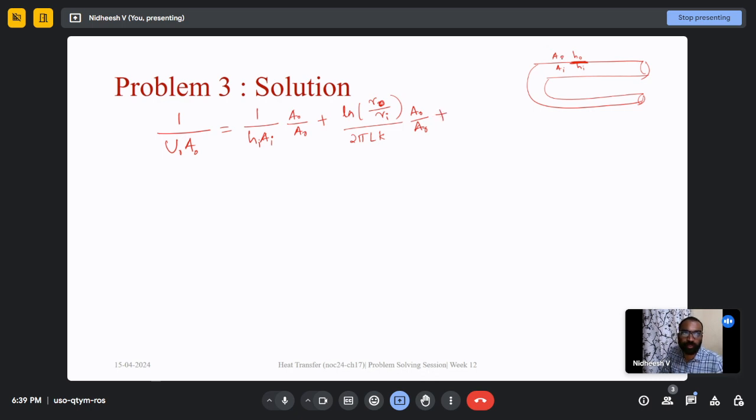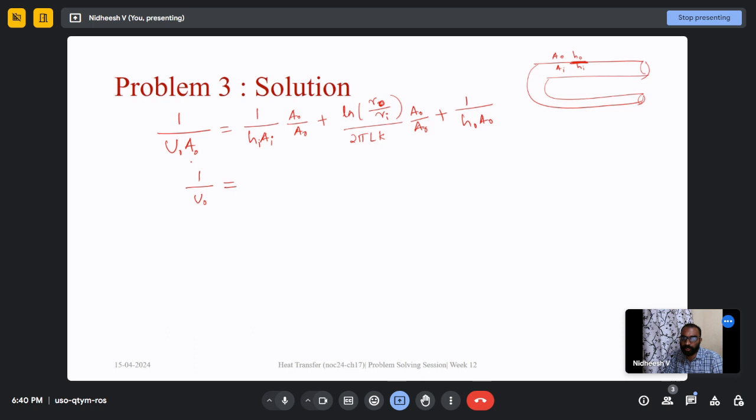After that, we have the outside surface area, for which the thermal resistance is given by 1 by Ho A0. Here there is no need to multiply and divide by A0, since A0 is already present here. Okay, is this expression clear? I hope it is clear.